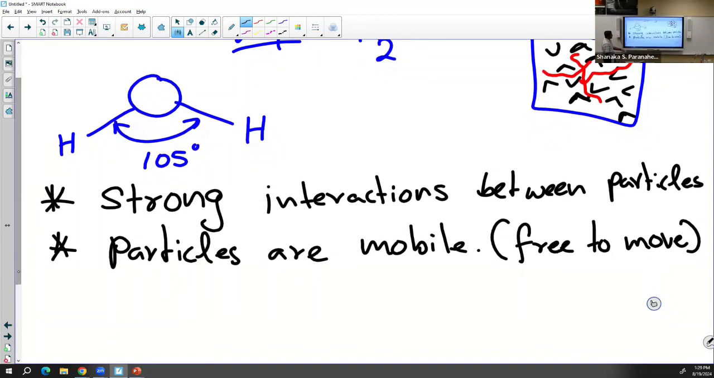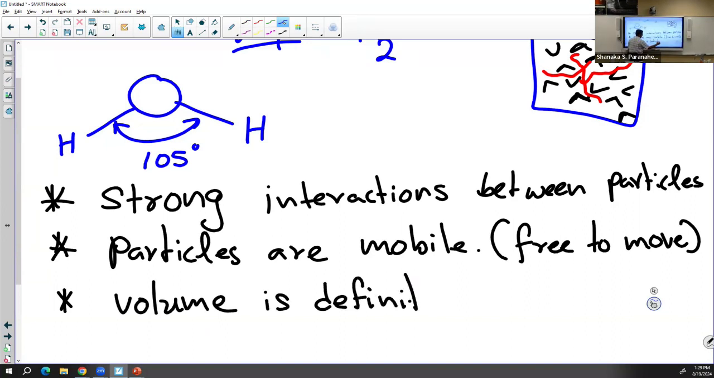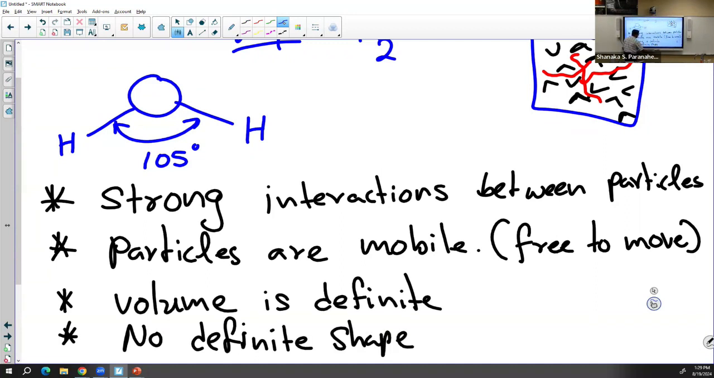So liquid doesn't have a particular shape. If we fill a liquid into a glass, it takes the shape of the glass. If we fill it into a beaker, it takes the shape of the beaker. So shape is not definite, but volume is definite. We can say 1 gallon of water, 2 liters of gasoline, something like that. The volume is definite. Not definite shape. And it takes the shape of the container.